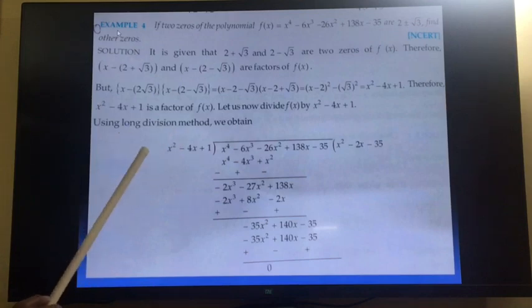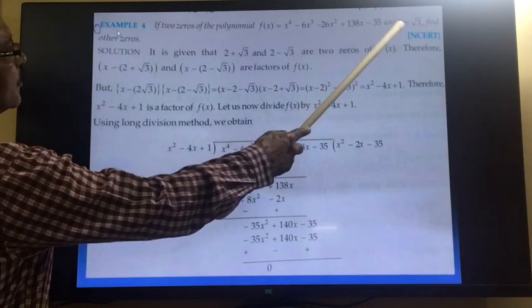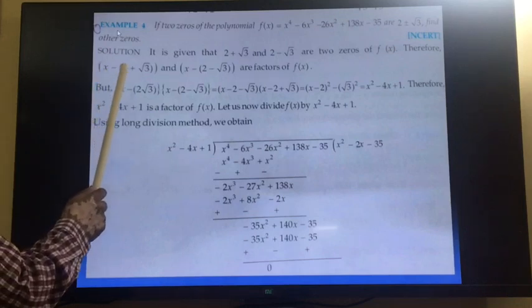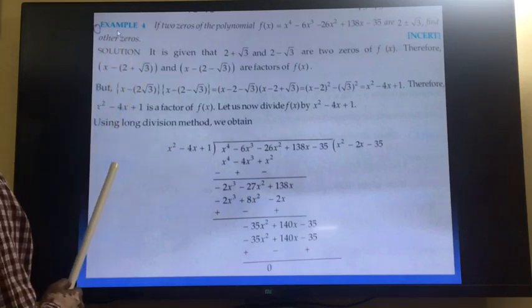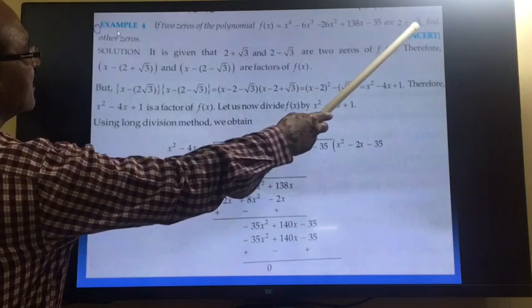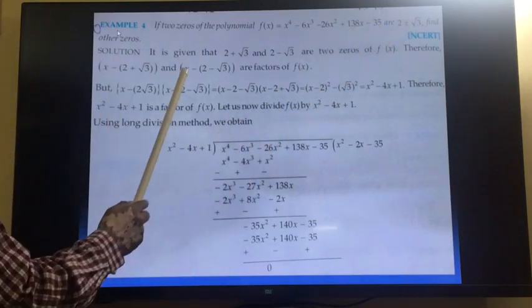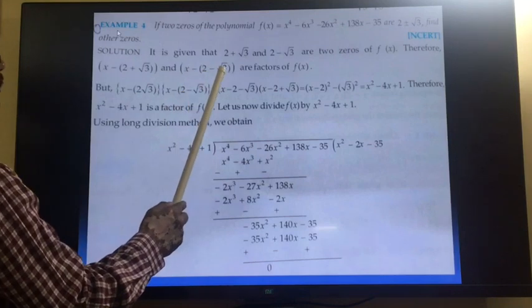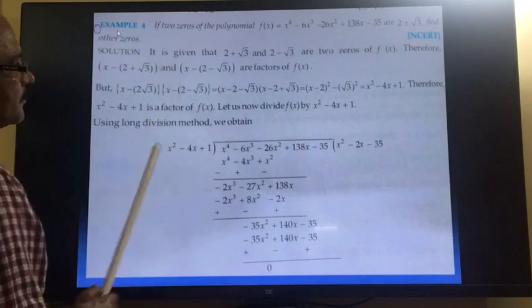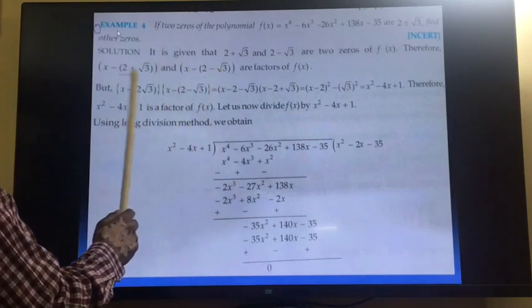One time you suppose x is equal to 2 plus root 3, so after transferring you will get x minus 2 minus root 3. Then second time you put x is equal to 2 minus root 3 and after transferring you will get x minus 2 in the bracket plus root 3. So these two will also be factors.